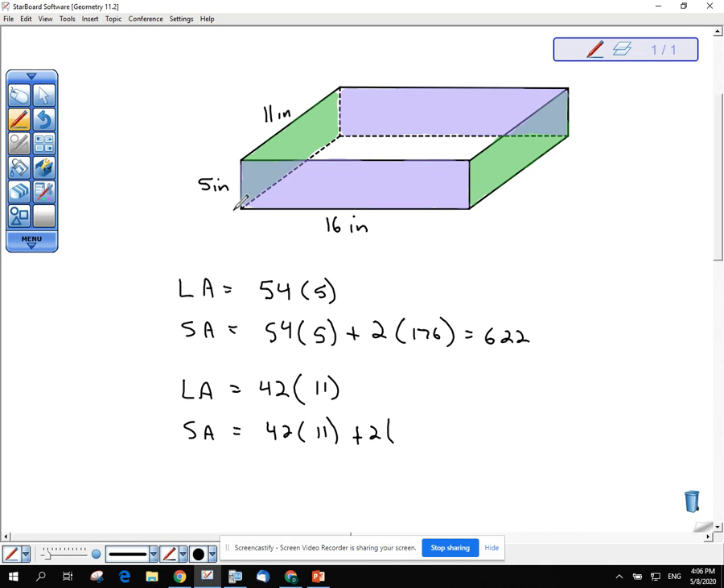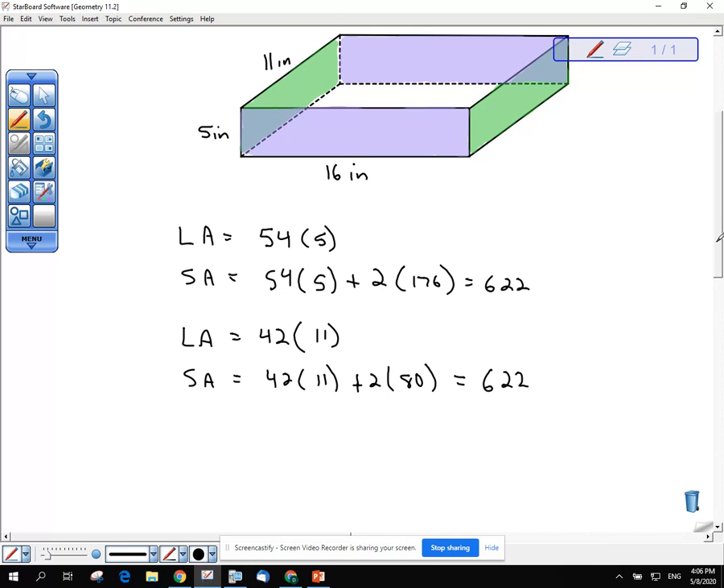The area of the 2 purple ones are 5 by 16. That would be 80. And let me just double check the math on that real quick. 42 times 11 plus 2 times 80 is 622. Not a shocker, right? And just to be fully complete, what if I thought the green ones were the bases? You're not wrong to think that.